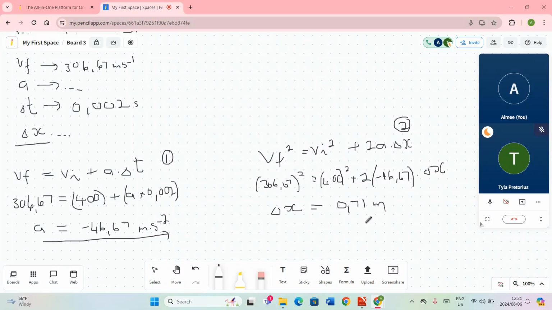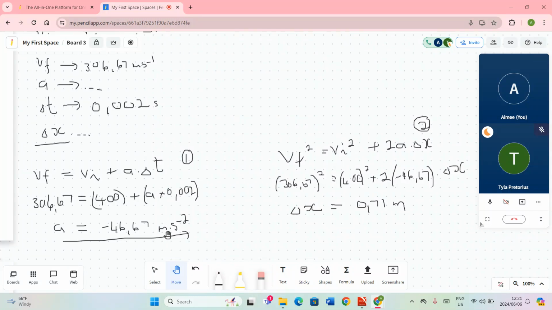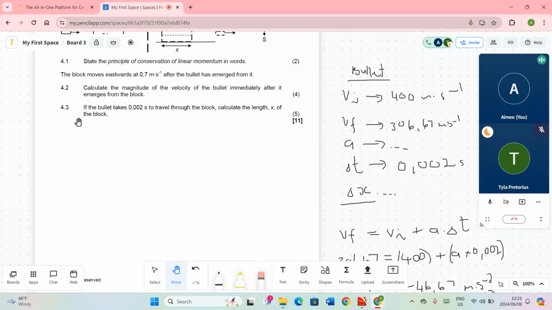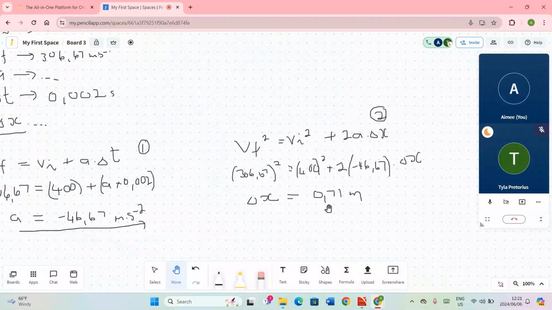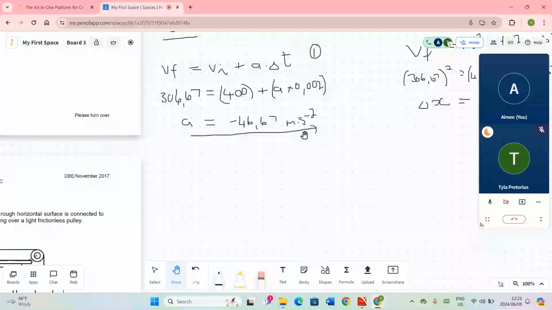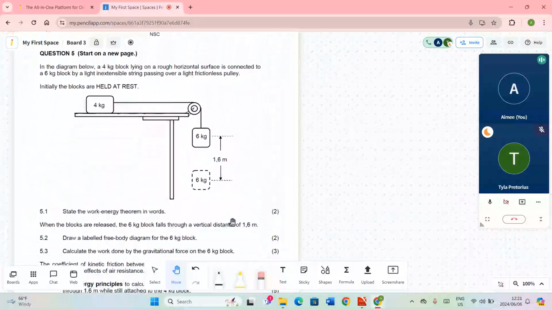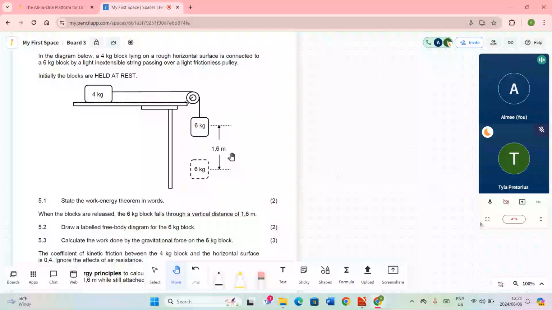Okay, perfect. So that was the final question there. So the length of this block is 0.71 meters. And then our last question for today.